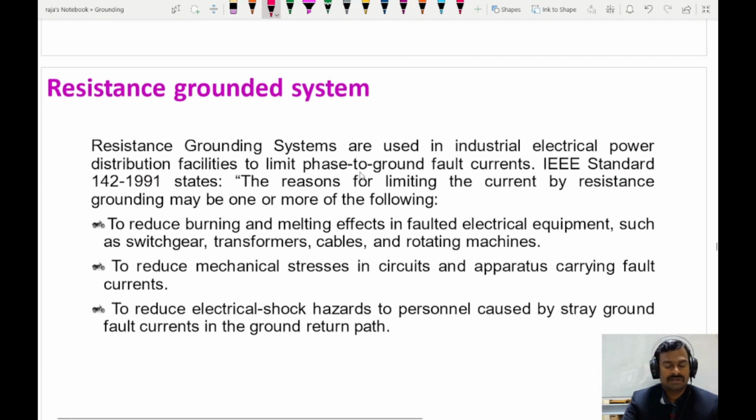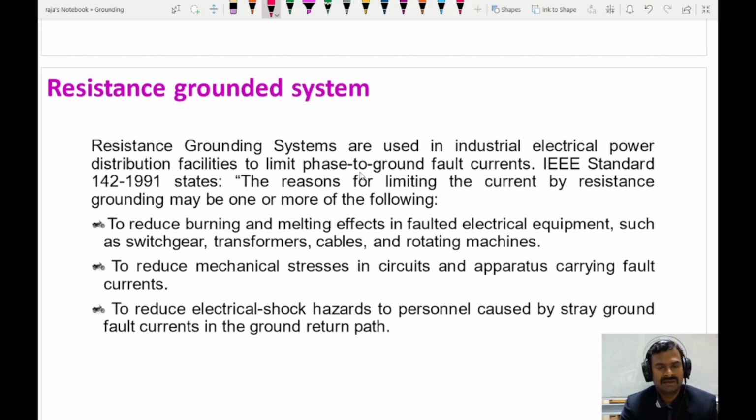What is this resistance grounded system? Let us have a small recap. What is a solidly grounded system? In a solidly grounded system, the neutral point of a three-phase system is connected to earth with a minimal resistance path, or you can say a pure conductor is used to connect the neutral point of a three-phase system to the ground, so that during fault condition the current which would flow in this path will be very high. So this system is called a solidly grounded system.